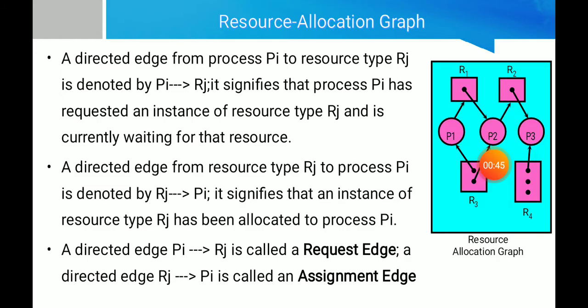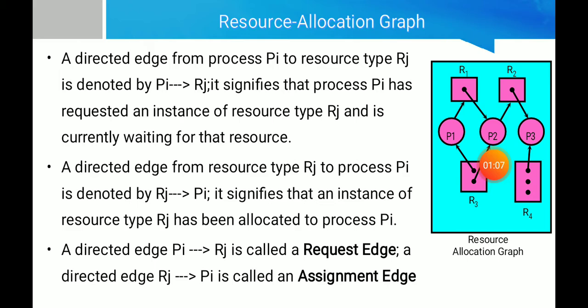Along with that, it consists of the edges. There are two edges, one from process to resource and one from resource to process. The edge from process to resource is called the request edge, and the edge from resource to process is called the assignment edge.